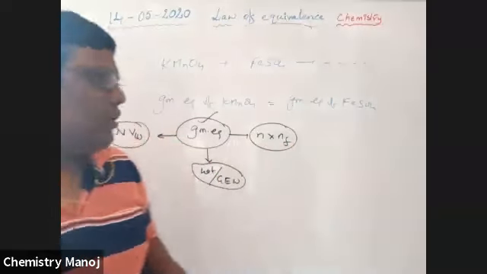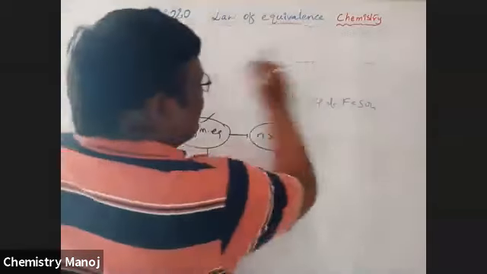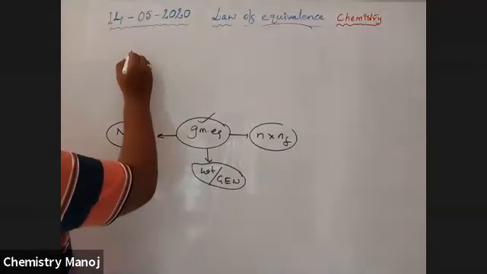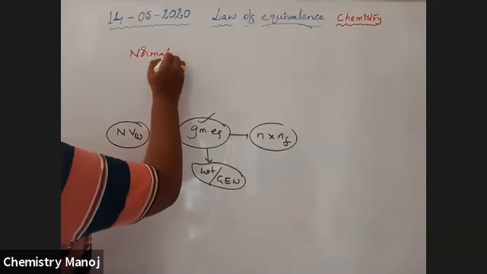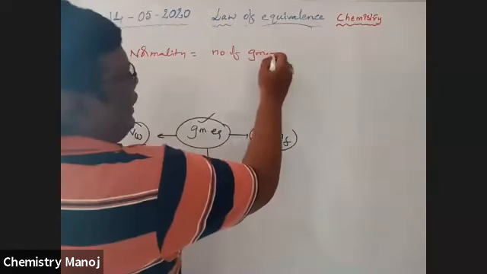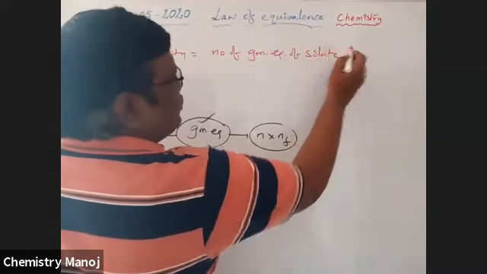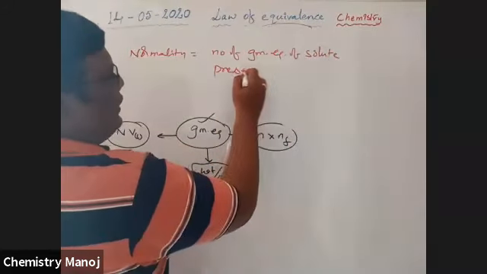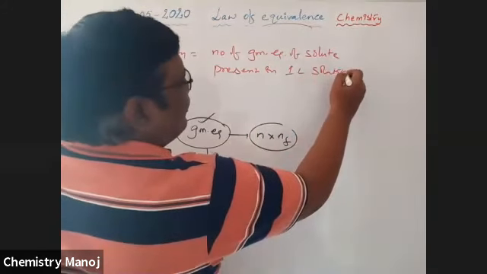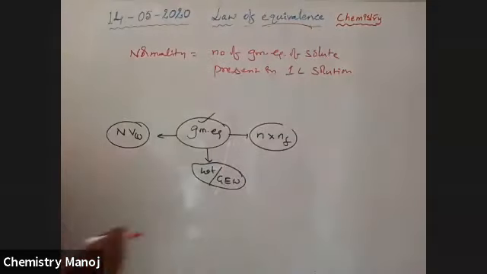What is normality? Normality of the solution is equal to the number of gram equivalents of solute present in 1 liter of solution.